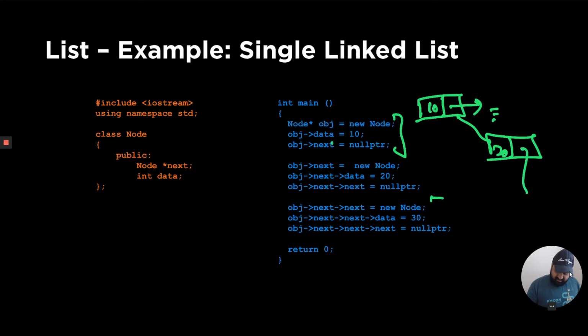Then in the next set of statements, I'm doing object's next is equal to new node. So it's creating another new node. Now the value is 30.